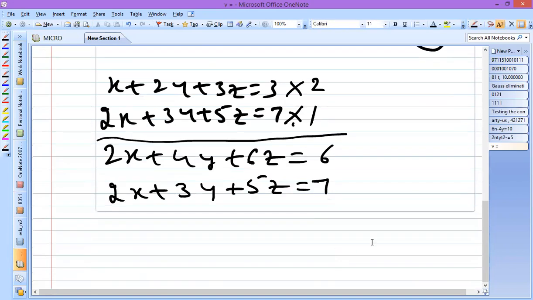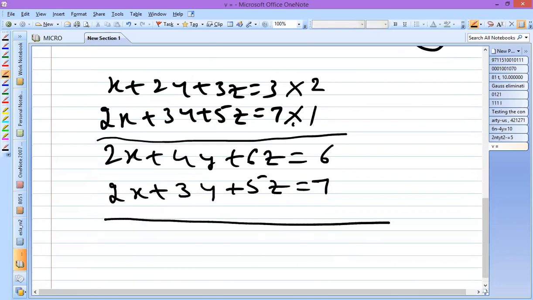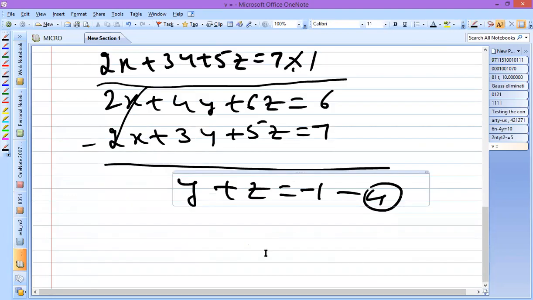Subtracting the two equations, we get y plus z is equal to -1. Take this as equation number 4. So here we have the equation for y plus z. Similarly, solve 2 and 3. For that also we'll be getting the equation in terms of y and z. So solve 2 and 3.